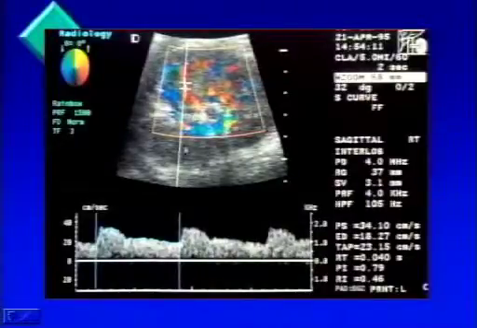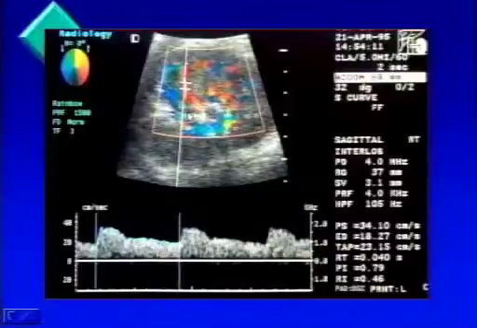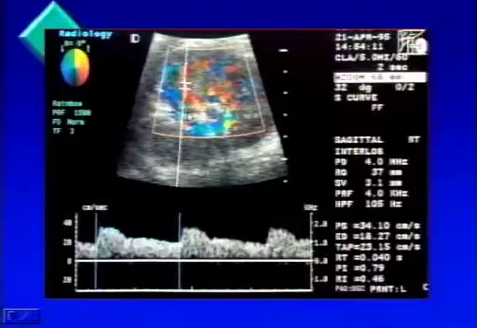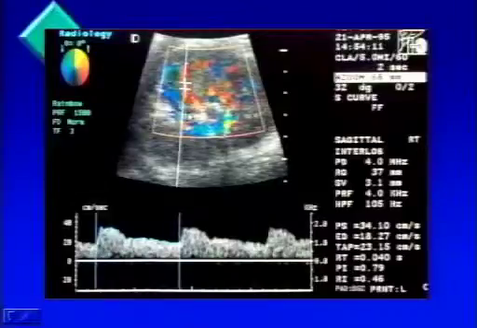When we're looking at the segmental renal vessels or the interlobar vessels, these are very small vessels, and the sample volume size actually covers almost the entire vessel from wall to wall. So we will see window filling both in systole and diastole under normal situations in these vessels just due to the size of the vessel compared to the sample volume size. So window filling is not really a diagnostic criteria when we're doing the indirect method.